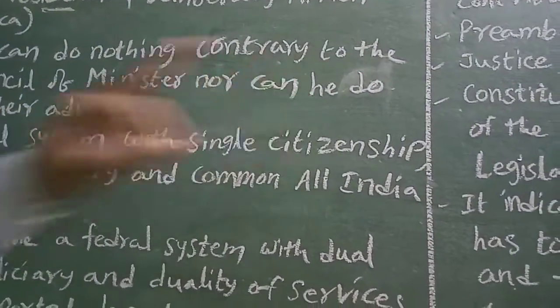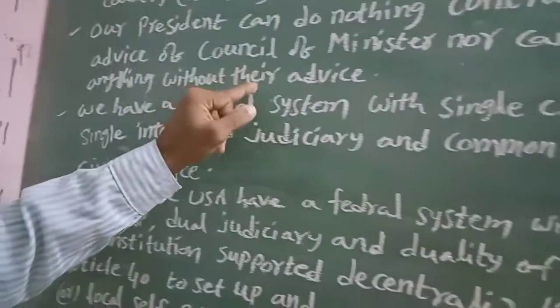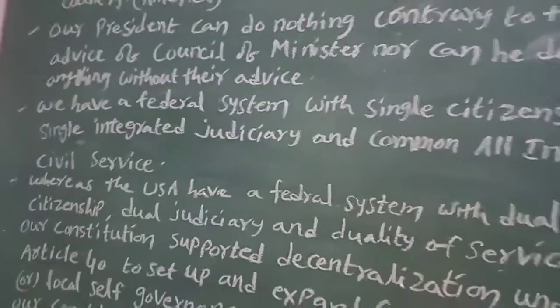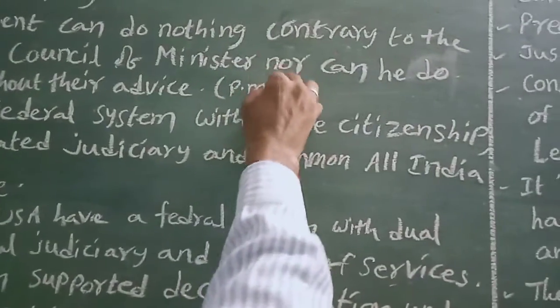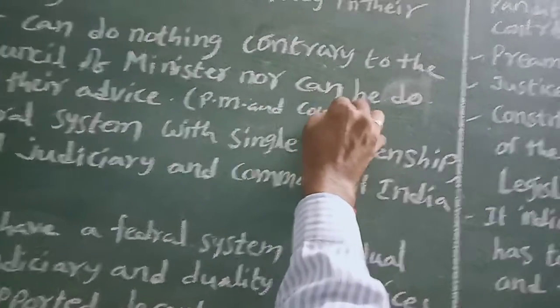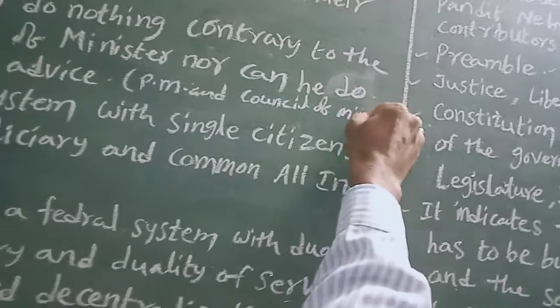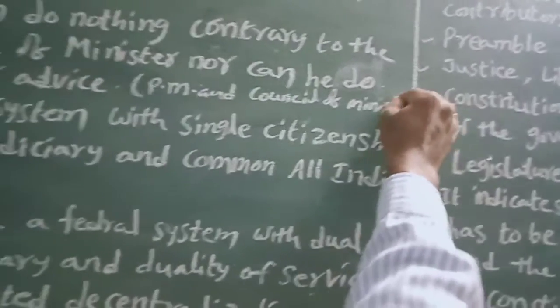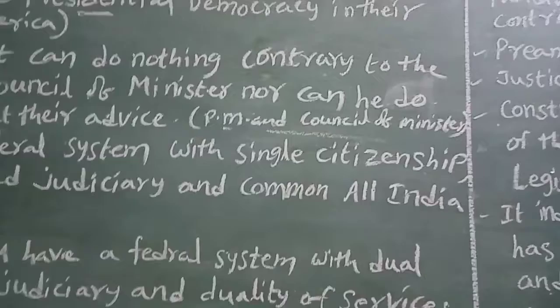contrary to the advice of the council of ministers, nor can he do anything without their advice. Here, the council of ministers means the PM, the prime minister, and the council of ministers. The president follows their advice.